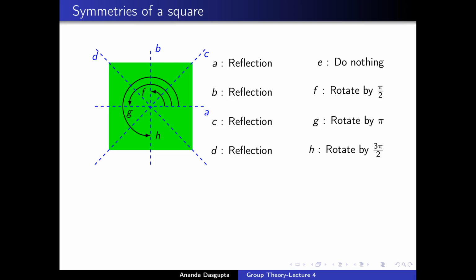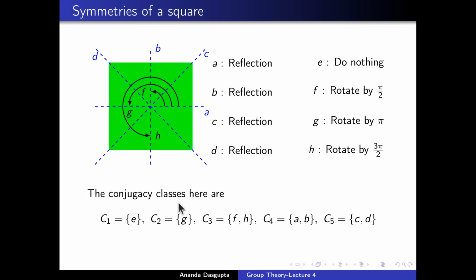And using that multiplication table, or simply by following what happens to an arbitrary point on the square, you can easily find out which of these 8 elements are conjugate to the others, and hence write down the conjugacy classes. In this case, you will find that there are 5 conjugacy classes. Identity, as always, is sitting in a conjugacy class of its own.